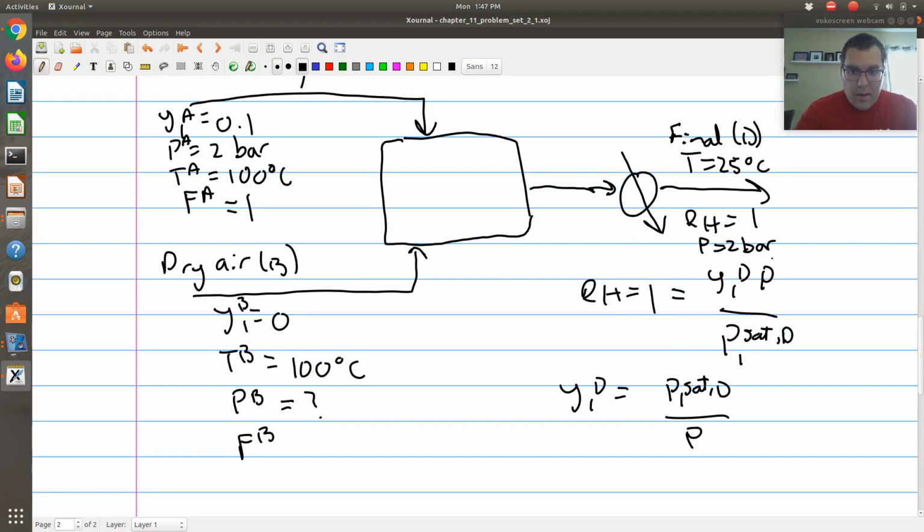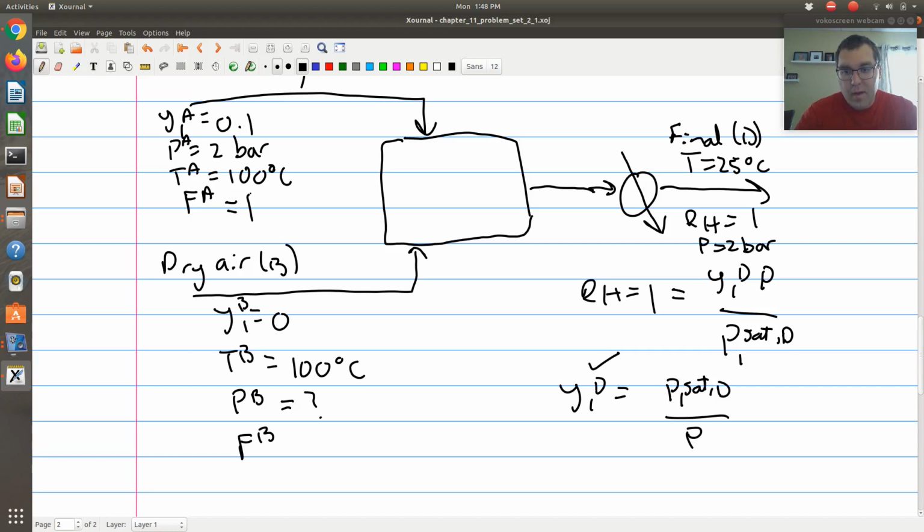So what I will go ahead and do then is I'm just going to assume that the pressure is equal to 2 bars. Okay. So at 25 degrees C, you could look up the saturation pressure of water in the steam tables, or you could calculate P1 sat via an Antoine equation. And so then if I take the pressure to be 2 bars, I can go ahead and calculate Y1D. Okay, so then the idea would be I would know Y1A, I know Y1B, and I know Y1D, so I know the mole fractions of water in all the streams.